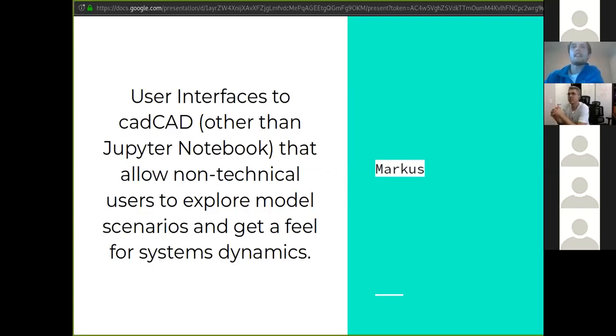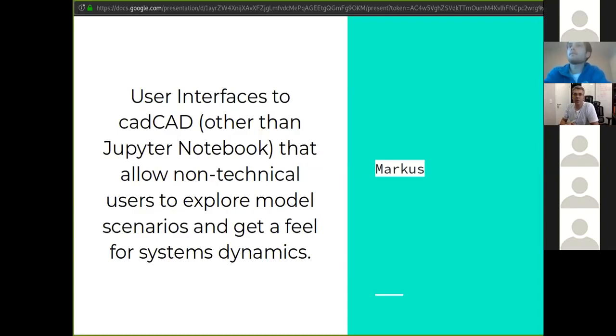Yeah, the community cadCAD Discourse channel is a great place to go and discuss these things. Cool. This one's for you, Markus. The next question is about user interfaces to cadCAD other than Jupyter Notebooks that would allow non-technical users to explore model scenarios and get a feel for system dynamics.